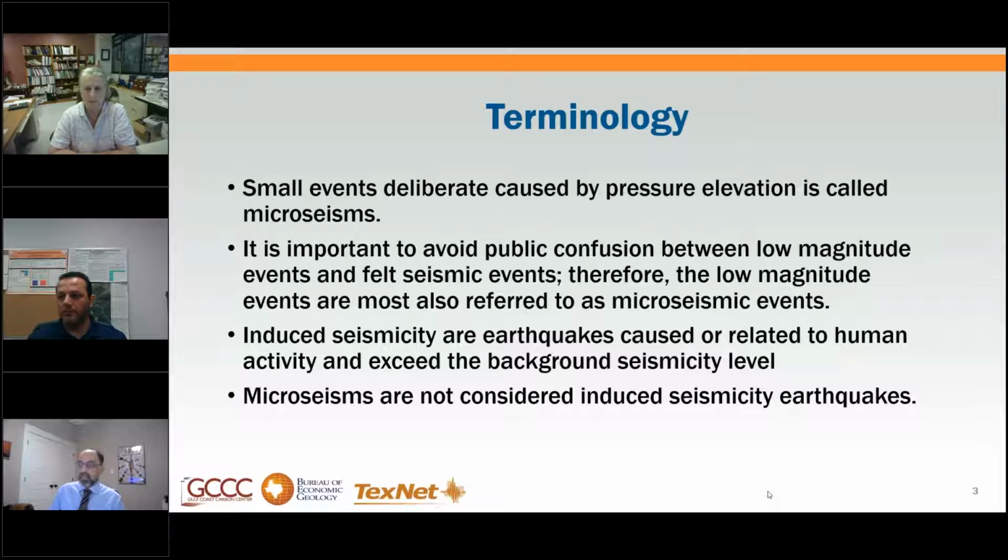Now, induced seismicity events are earthquakes that are caused by or related to human activity and that exceed the background seismicity level. Each area of interest at the time of interest has its own background seismicity level. When, due to human activity in the same area at the same time, we have an increase of the seismicity level, this can be considered induced seismicity. Microseisms are not considered induced seismicity earthquakes. Just to clarify this, as I said earlier, they are very small events. They are not felt, and they are part of some human activity, but they are not considered induced seismicity earthquakes. Next slide.